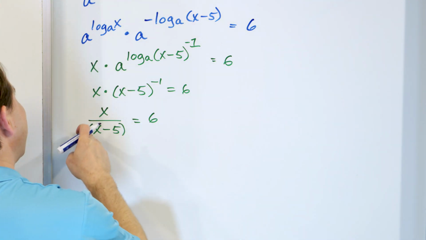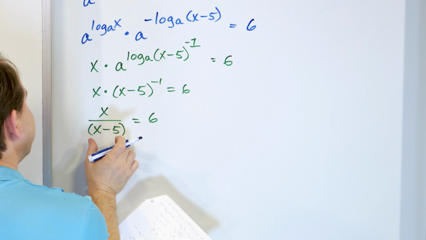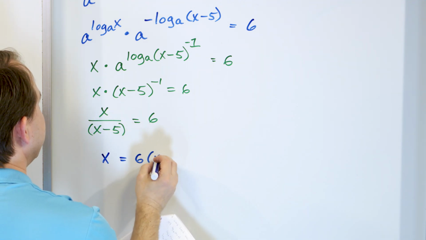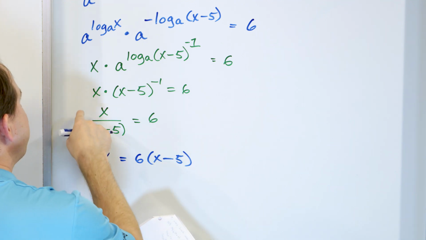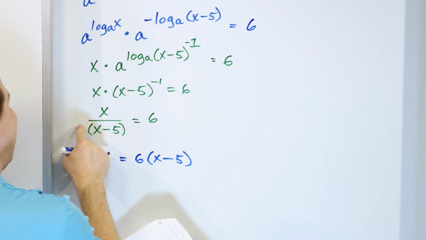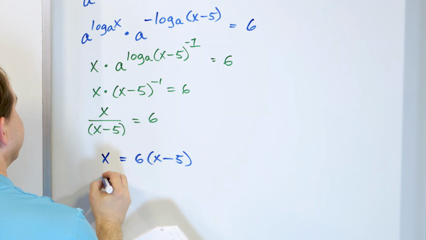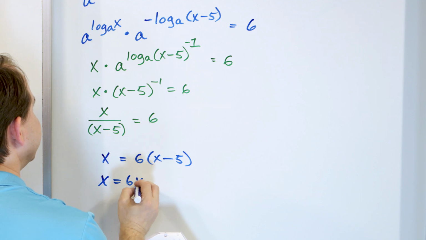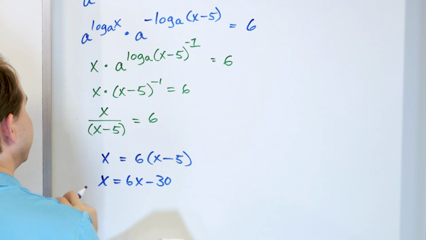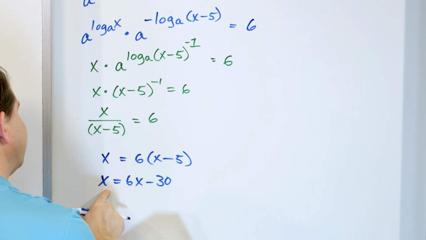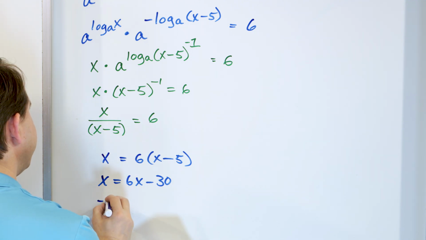So I'm going to multiply the left and the right-hand side by the denominator x minus 5. On the left, I'm going to be left with x. On the right, it'll be 6 times x minus 5. I multiply the left by x minus 5. It cancels. That's what I'm left with. On the right, I multiply by the same thing. Here's what I have. So I have now 6x minus 30 when I distribute this in. And then I'm going to move the 6x over here by subtraction. So x minus 6x is negative 5x.